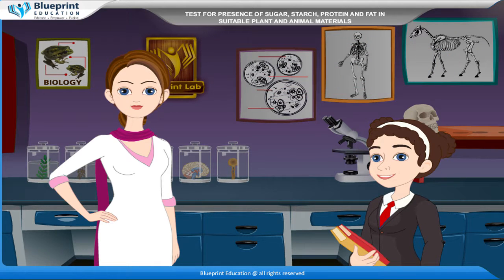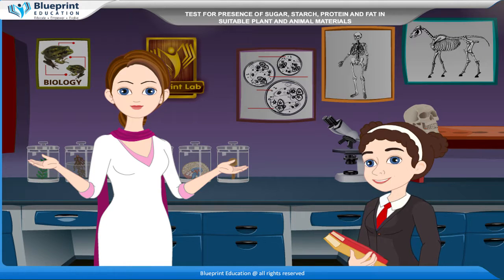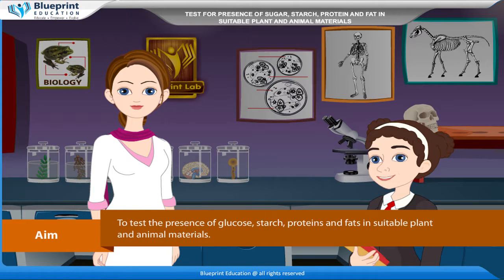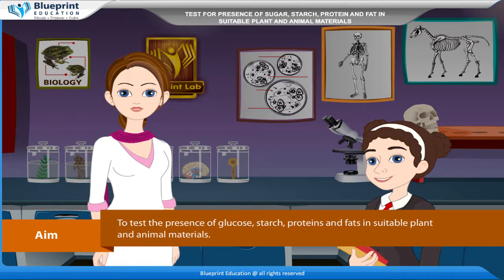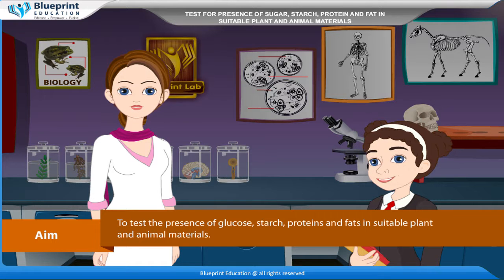Let's do an experiment to test the presence of glucose, starch, proteins and fats in suitable plant and animal materials. Our aim here is to test the presence of glucose, starch, proteins and fats in suitable plant and animal materials.